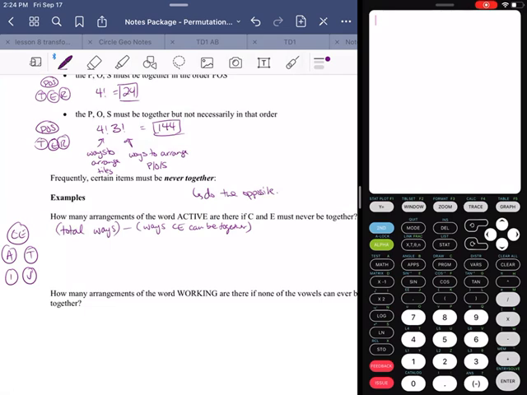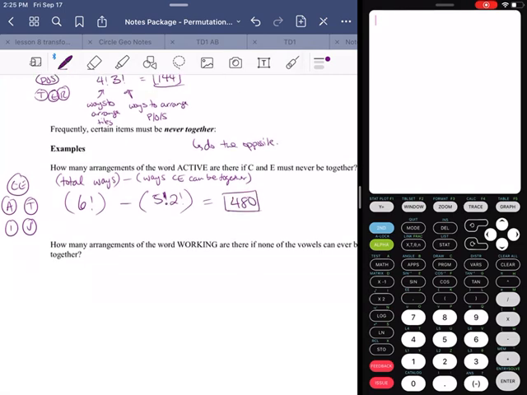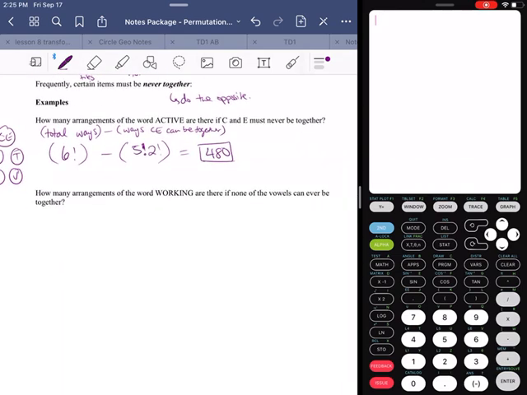So the total ways, so if we were just arranging like all the letters, there's going to be 6 factorial, okay? And we are going to subtract the ways C and E can be together. So that's going to be 5 factorial. And then C and E could be C and E, or it could be E and C, so we multiply 2 factorial. So altogether, we get this 6 factorial minus 5 factorial, 2 factorial, and we're going to have 480 ways to do that. The last example here on this page is very similar to what we just did.